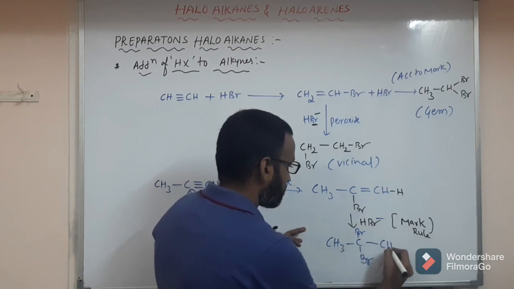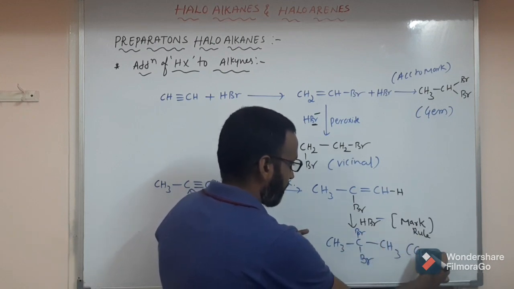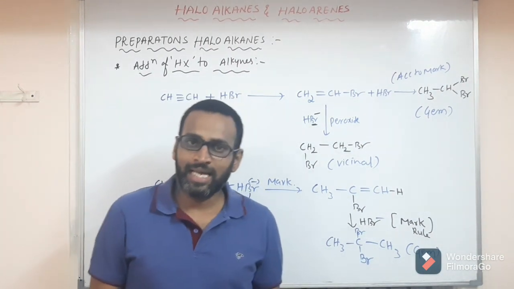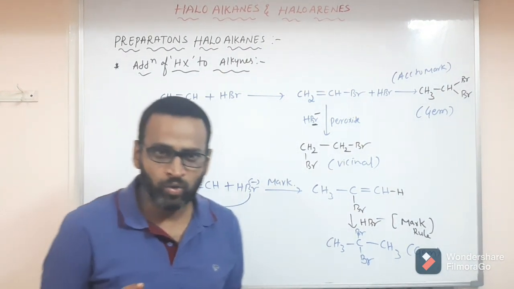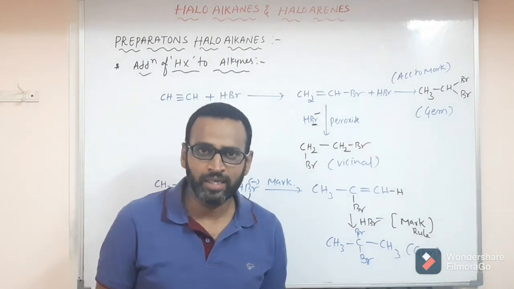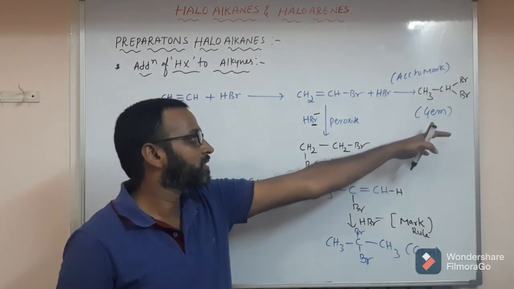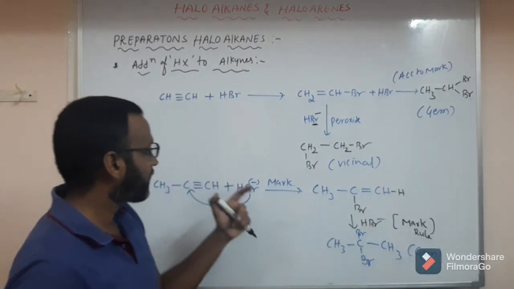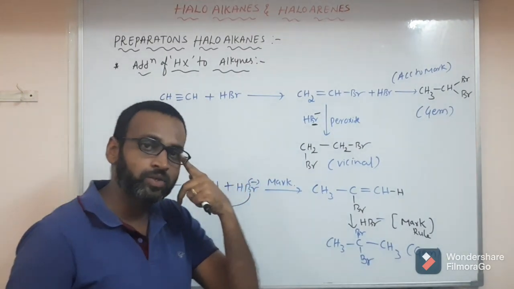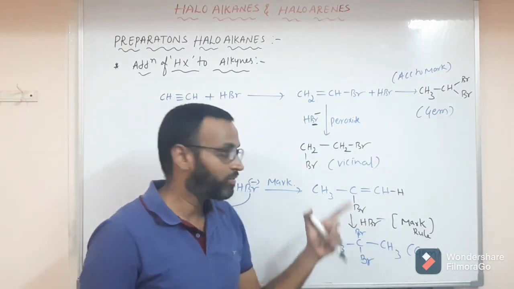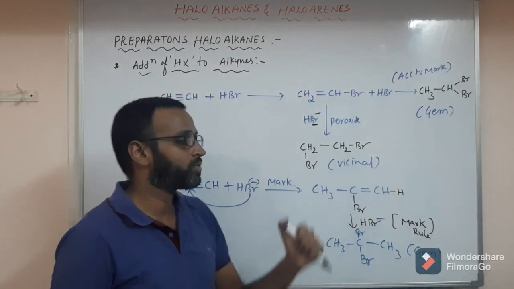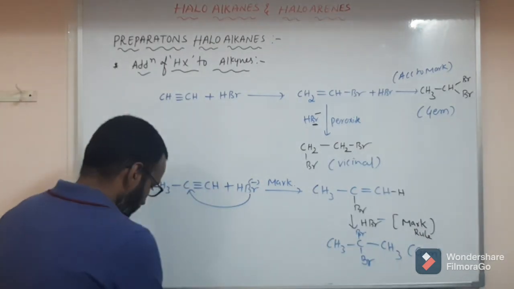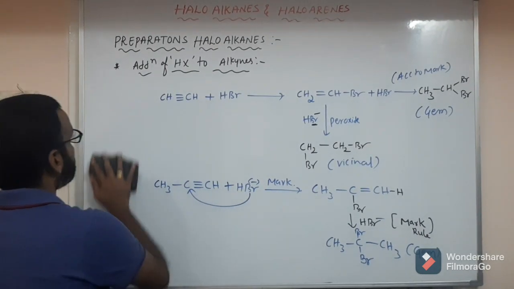So you have to understand, if the addition happens by Markovnikov rule for an alkyne, then the product is a gem dihalide. One time Markovnikov, another time anti-Markovnikov, like that you will have vicinal. Vicinal means two halogens at adjacent carbons. So these are very, very important preparations.